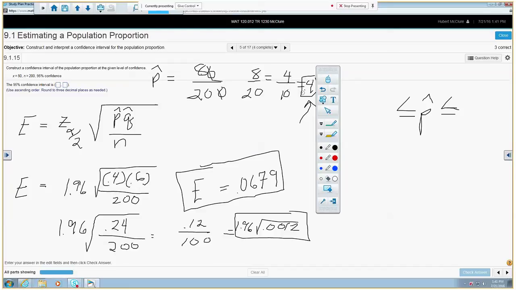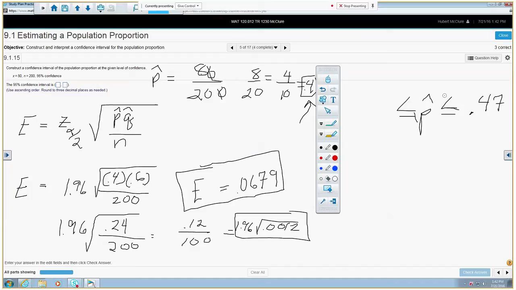40 cent plus 7 cent is 47 cent, right? So 47 cent is your upper bound. Now, of course, yours is going to be 4 digits. So somebody take 0.0679 and add it to 0.4. What do you get? 0.4679. So that's what you should have, 0.4679. That's my question. Do I add the P hat to the E?